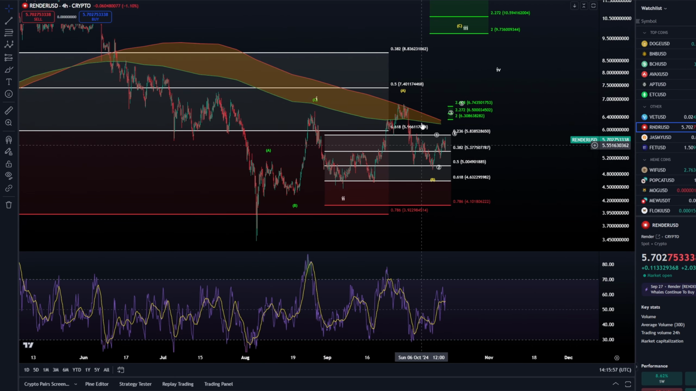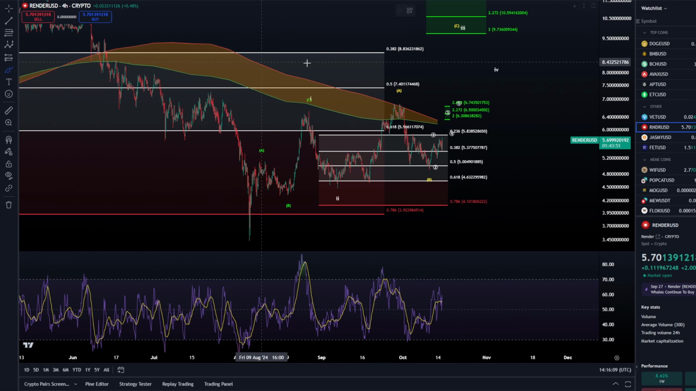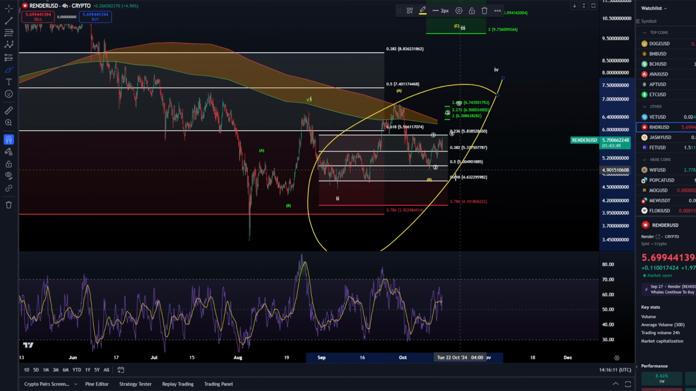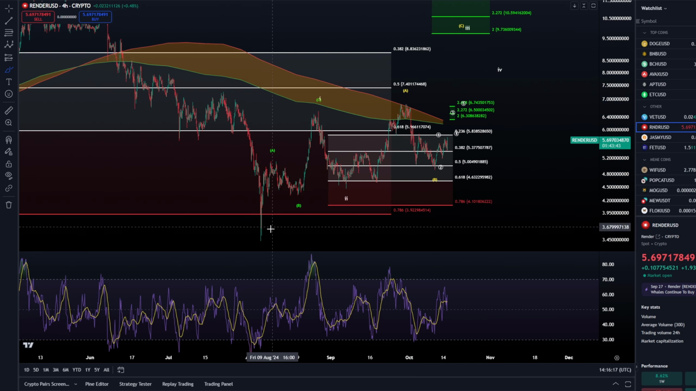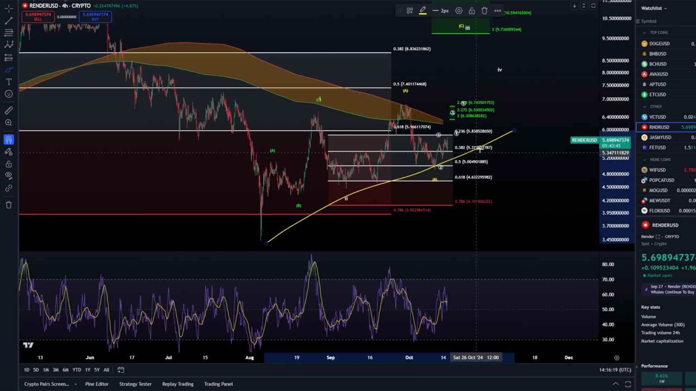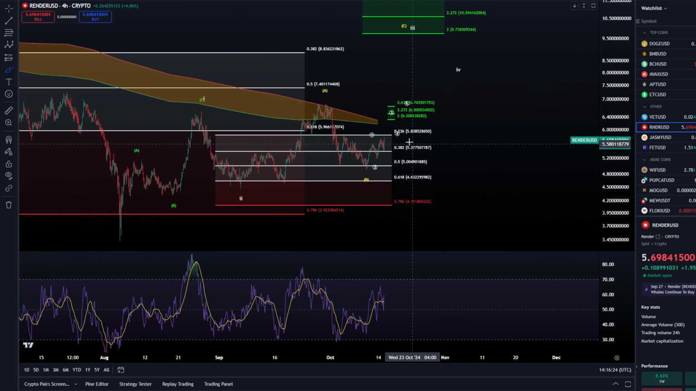So we obviously still have to do some work, but Render has a lot of potential right now because it's in a 1-2 setup. It's holding support levels quite well. I believe we also have a trend line of sorts right here. So we are in an uptrend right now.